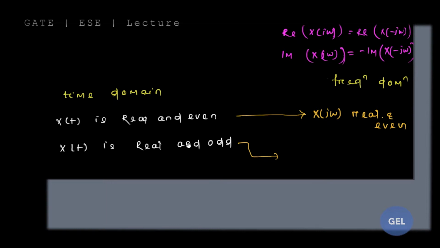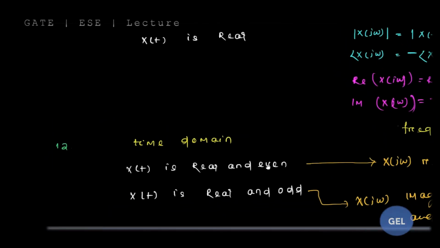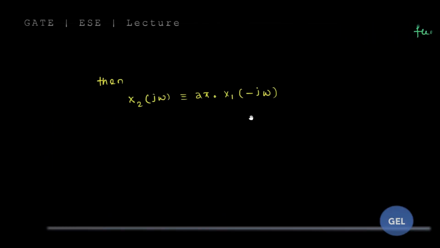If your x of t is real and odd, in the frequency domain your x of j omega will be imaginary and odd, sir. Absolutely correct. Please remember, very, very important for your GATE exam in assertion-reason questions.